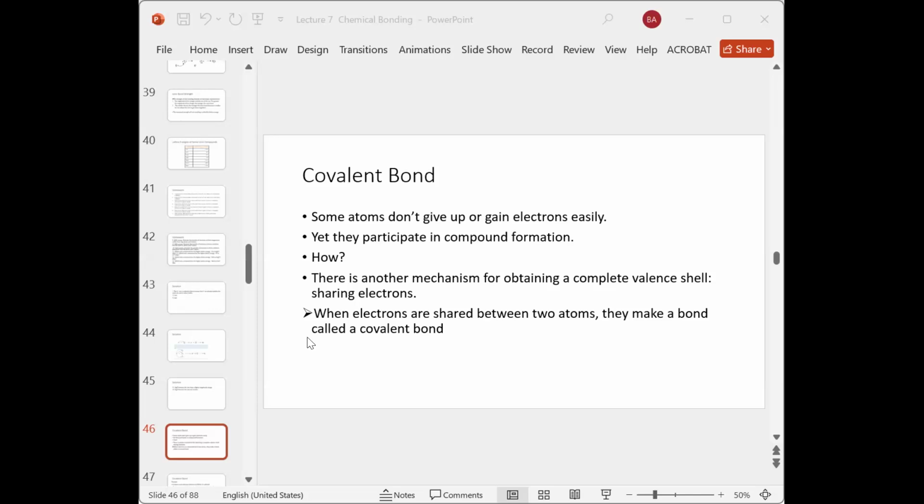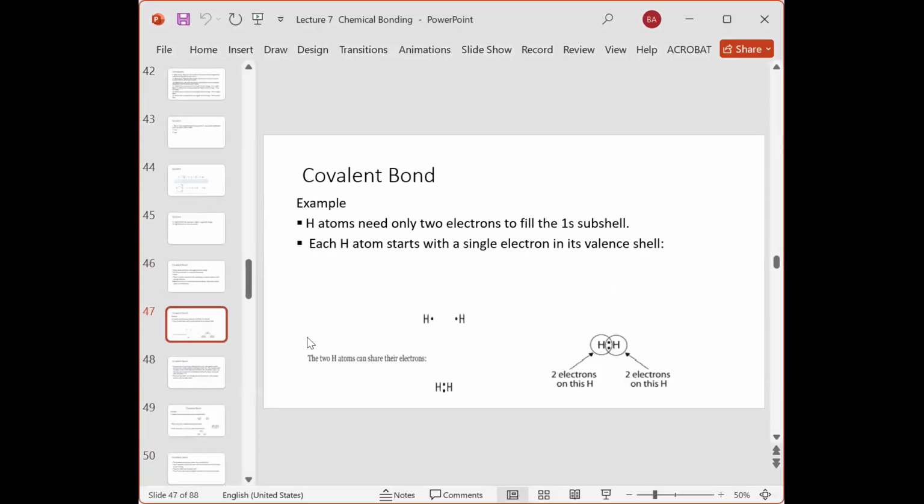The octet rule is the tendency of atoms to get 8 electrons in their atomic shell. Instead of giving away electrons or receiving electrons, they share them. They share electrons. That's what we call the covalent bond.